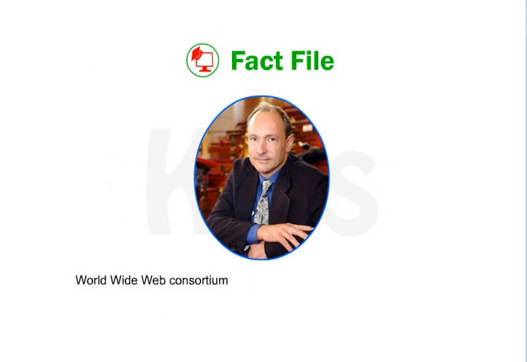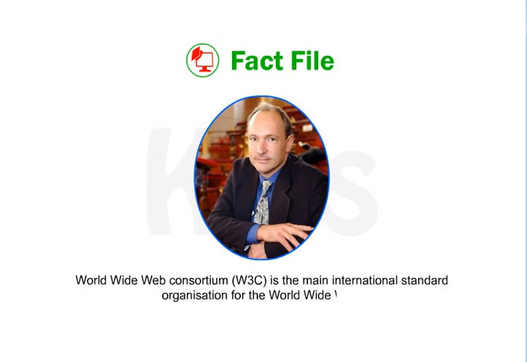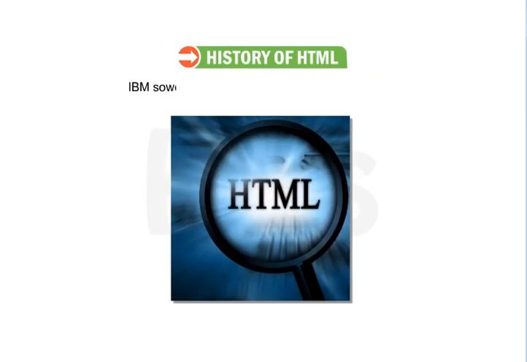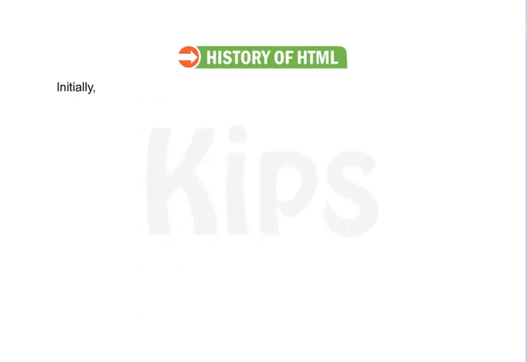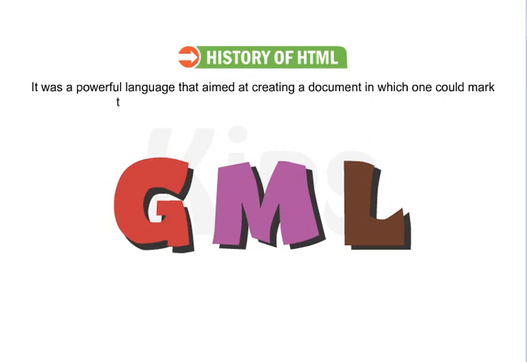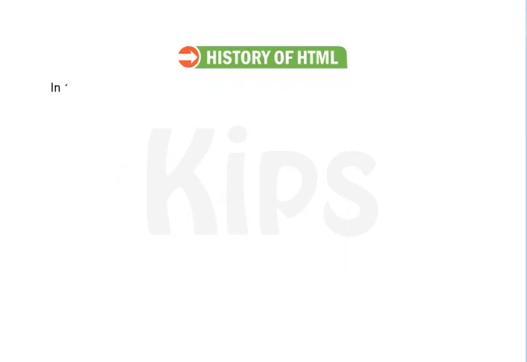World Wide Web Consortium W3C is the main international standard organization for the World Wide Web, abbreviated as WWW or W3. Let us first talk about the history of HTML. IBM sowed the seeds for HTML in the early 1980s. Initially, it was known by the name GML, General Markup Language. It was a powerful language that aimed at creating a document in which one could mark the title, headings, text, font selection and much more.